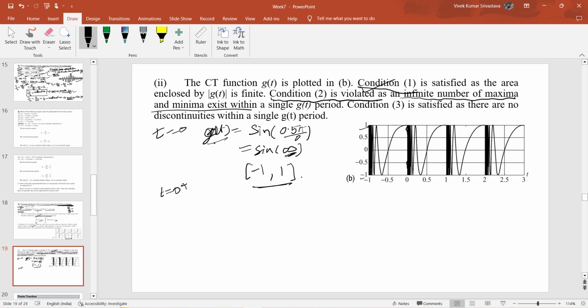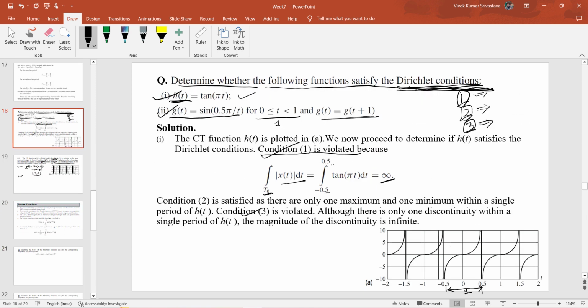So that's why here a lot of minima and maxima occur within its time period, so it violates condition 2. Similarly, it must have a finite number of discontinuities. I think I have written this incorrectly. Basically, a lot of discontinuities are there here, so it violates condition 3 as well. So only condition 1 is satisfied, and conditions 2 and 3 are violated here.